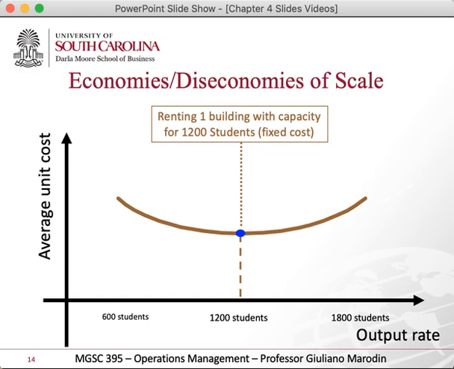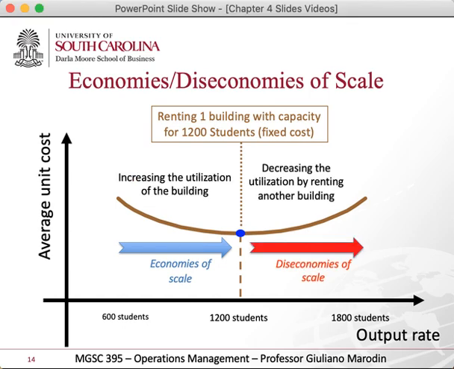Hope so. If not, please ask questions during our in-class time or online over Blackboard during our class. So here we have the arrow economies of scale, right? And increasing utilization. This is economies of scale, in this example, when I'm renting out a building.